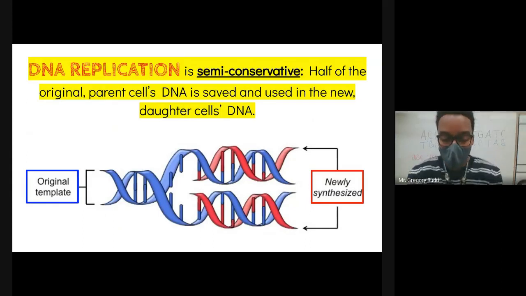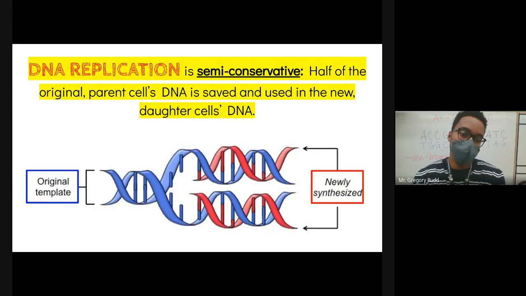Okay, so we refer to this process of DNA replication as semi-conservative. This means that half of the original parent cell's DNA is saved, it's conserved, and is used in the new daughter cell's DNA. This means that the newly synthesized DNA molecules will be half old DNA and half new DNA.